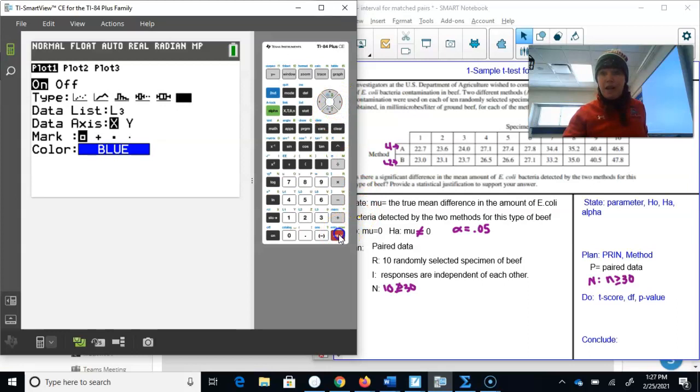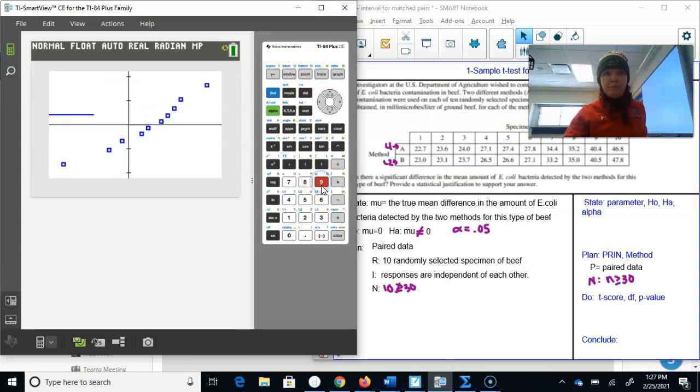I know Mr. Jans has taught this to some of you. I am going to look at L3. I'm going to leave everything else the same, and I'm going to hit zoom 9. Sorry, I must have something in my y equals right now. That's why there's a line here. This plot right here, and I got this from the College Board, actually, this problem. This plot is straight enough.